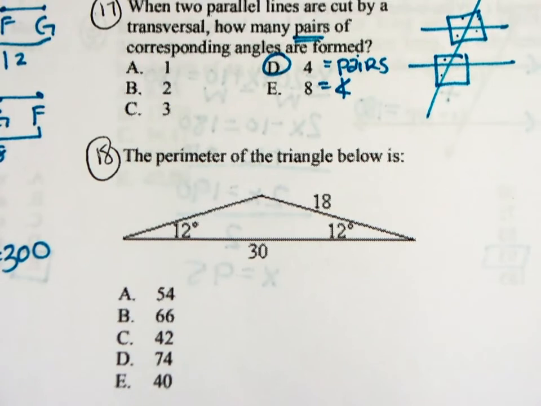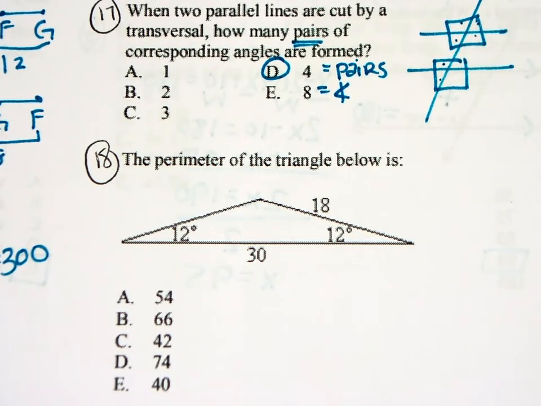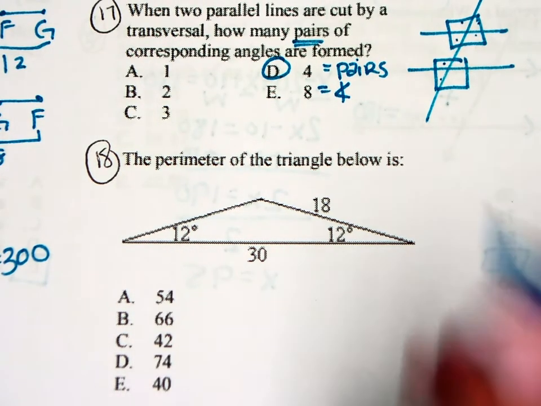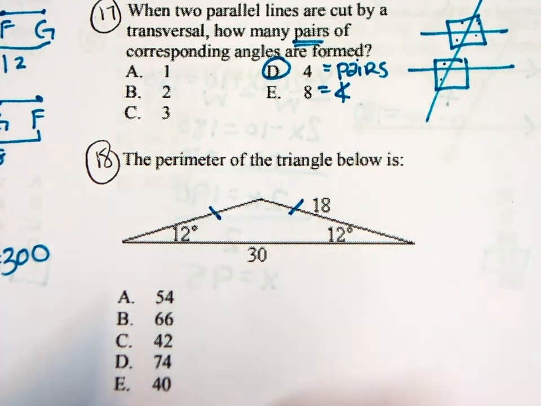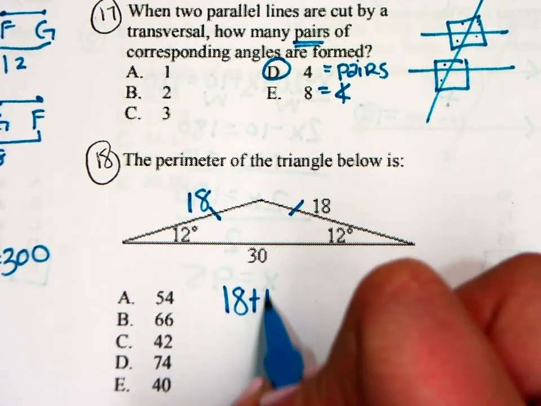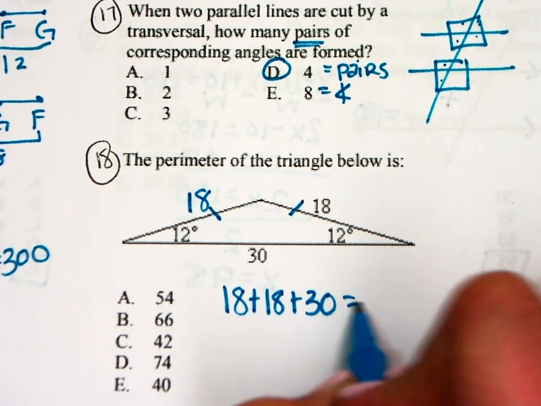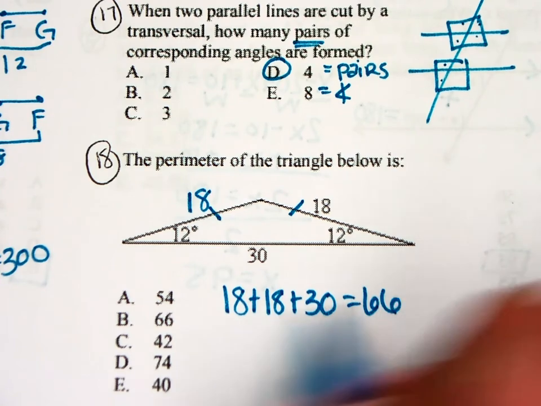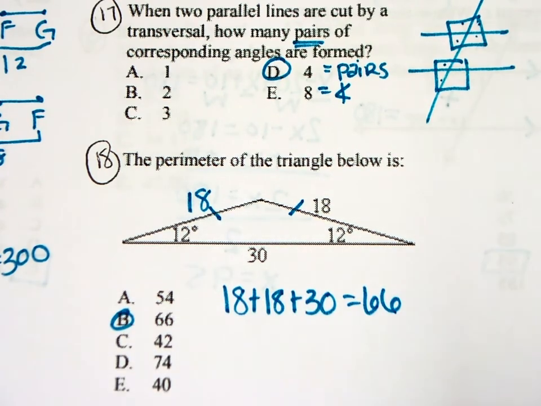Number 18, what is the perimeter? The clue in this triangle here is that these are both 12, so that means that the sides that they're opposite of are equal. That's the isosceles triangle theorem. So this is also 18. So to do the perimeter, I'm going to do 18 plus 18 plus 30, which gives me 66. Answer choice B.